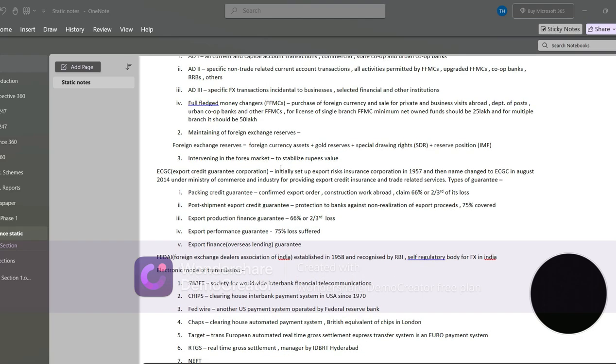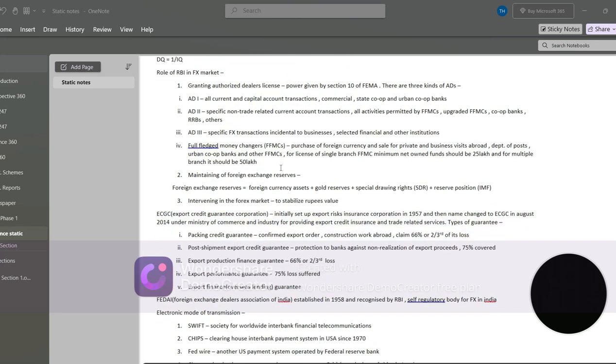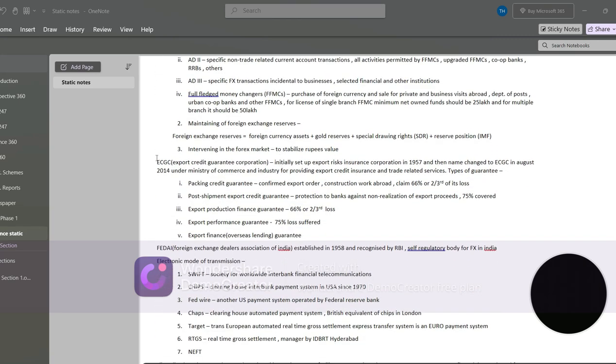So yeah, this is one function. Now these are all the roles of RBI. Next, we will know what is ECGC. ECGC is basically Export Credit Guarantee Corporation.